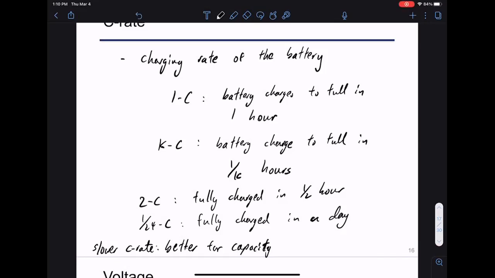So when you buy a battery and you want to charge it to full in an hour, there may not be that many batteries that can do it. Okay? So if we have an application and your demand is, I need my battery to be full in an hour, then that limits your technology choice. Okay?